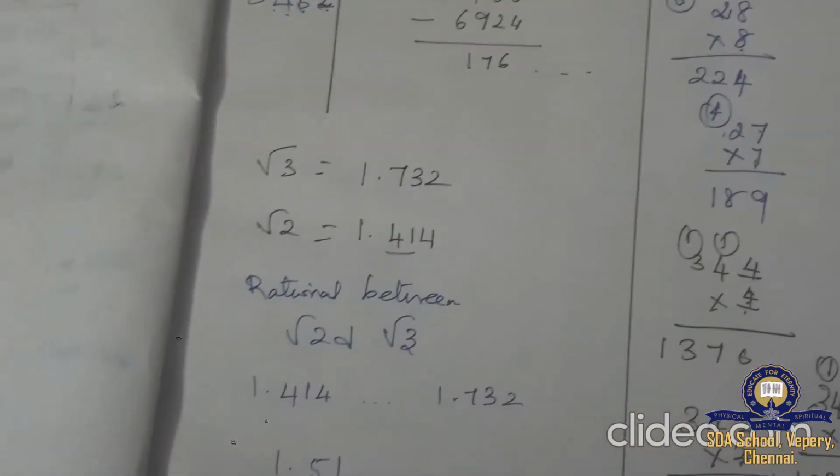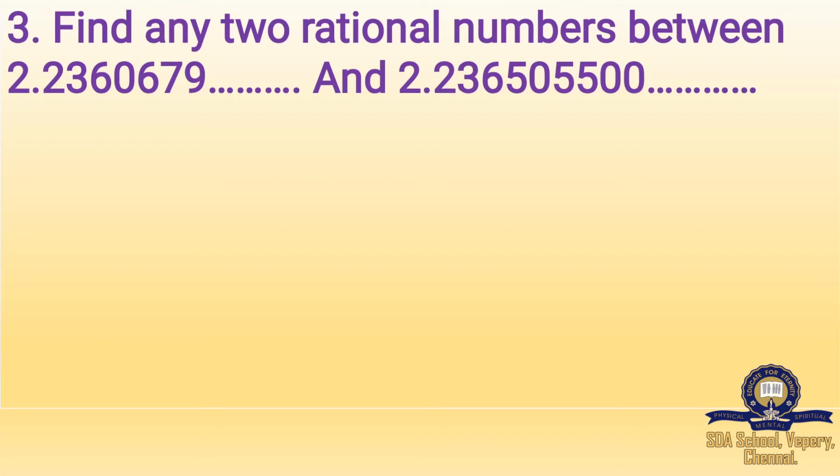Now let's move on to question number 3. Find any two rational numbers between 2.2360679 and 2.23650. Okay. See, as I told you in the previous sum, what did we do after the decimal point? We considered the 4 digits, isn't it? Similarly, we will do the same over here.